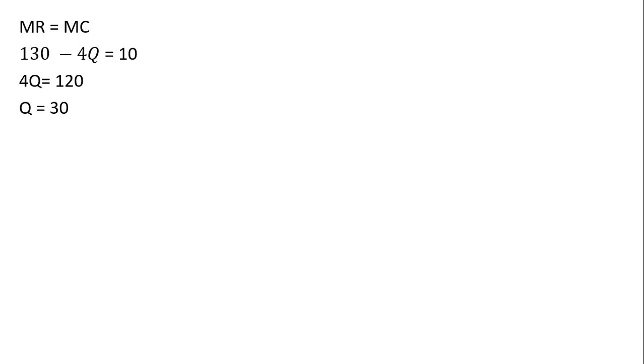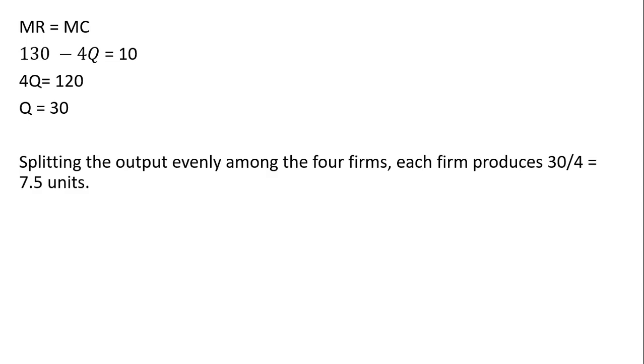And the agreement is that each firm will evenly split the total market output. So splitting the output evenly among the four firms, we're going to take 30 and divide it by 4. Each firm will produce 7.5 units of output. Let's also calculate the market price. Going back to our inverse market demand and plugging in the total industry output of 30 units, the 130 minus 60 here is that the market price will be $70.